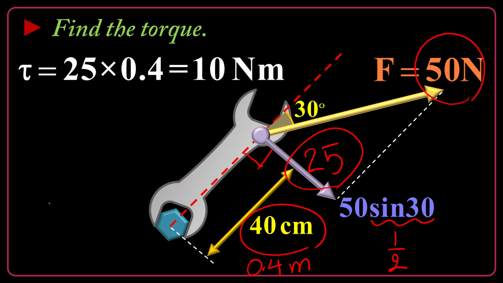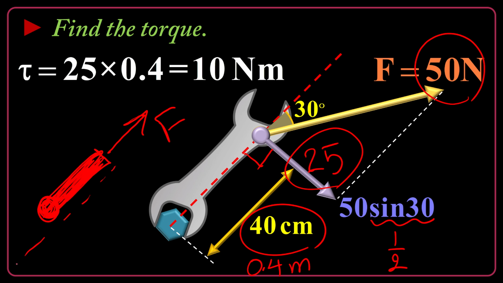You can also easily infer that if we have a wrench like this and the force is acting exactly in the same direction of the wrench, parallel to the wrench, the line of action is parallel to the wrench, there is no torque, you see, because the line of action is passing through the center and makes no distance. It doesn't have any perpendicular component.